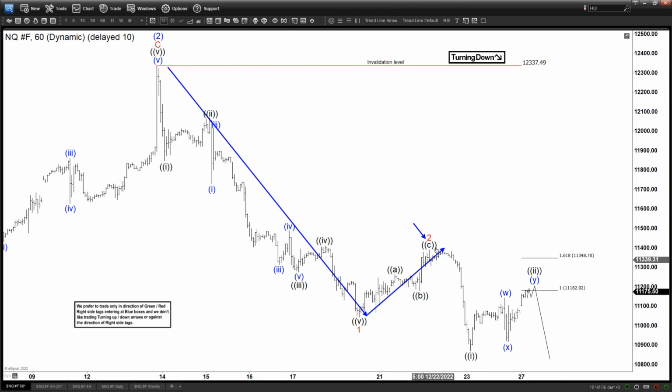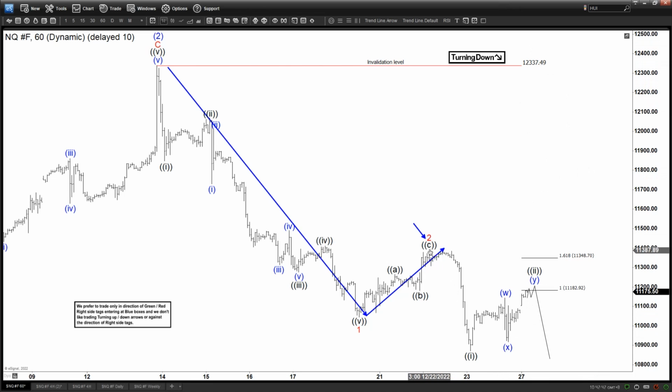Now if it breaks above this wave 2 in red, then that will simply mean that we might be doing some sort of an expanded flat from here. So this could be A, B, 1, 2, 3, 4, 5, ending a C. Okay, if this is breaking above that wave 2. So as long as we stay below this 12,337, we favor more downside, right?